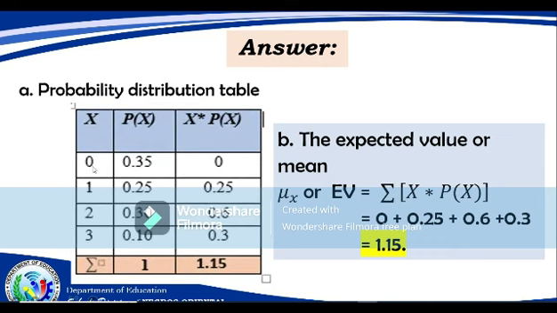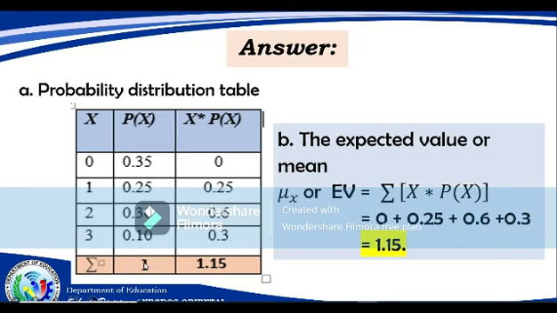Our x is 0, 1, 2, 3, with the corresponding probabilities 0.35, 0.25, 0.30, and 0.10. The product of the random variable x and the probability for x = 0 is 0. If x is 1, p of x is 0.25, so 1 times 0.25 is 0.25. If our random variable is 2, the probability is 0.30, so 2 times 0.30 is 0.6. Then 3 times 0.10 is 0.3.